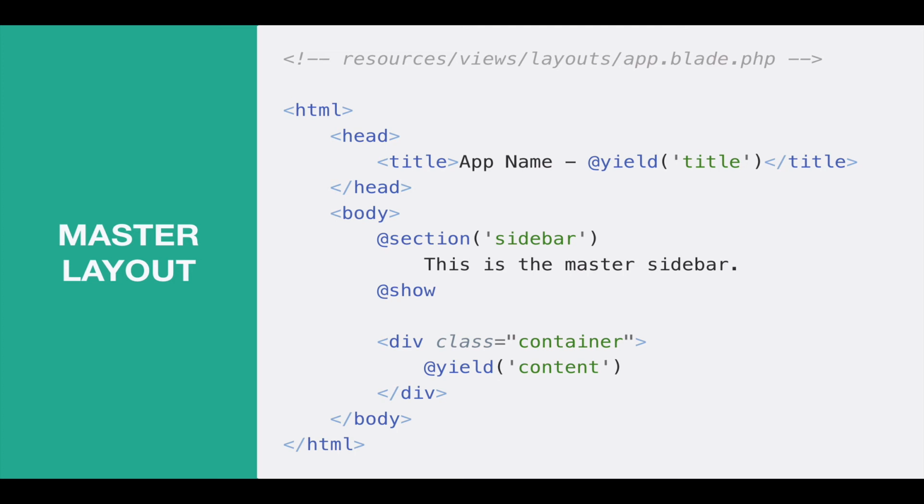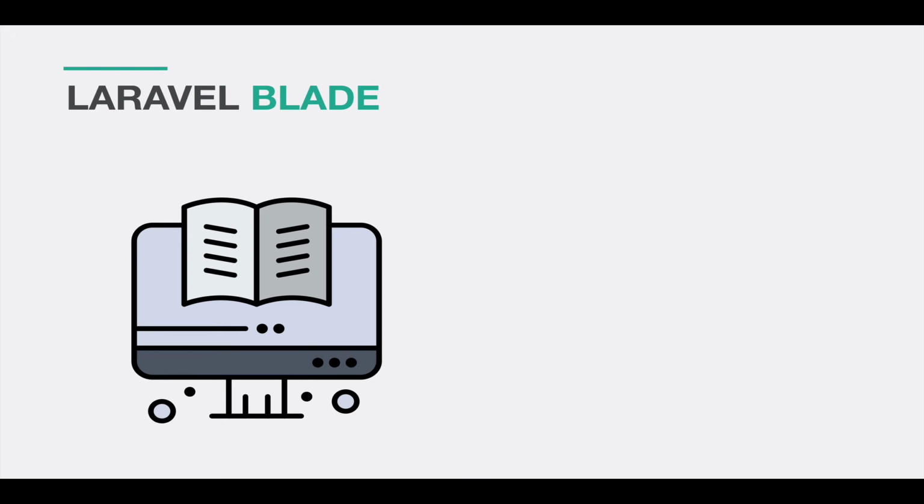Then we have a section that we're defining here, the sidebar section. And this show directive is saying, define this section and then display it. So this is the master sidebar that will be displayed. And then right here, we're displaying the content. So this is what the master page would look like. And I got another slide here. So I would go to the child page. Just note, that is what the master page looks like.